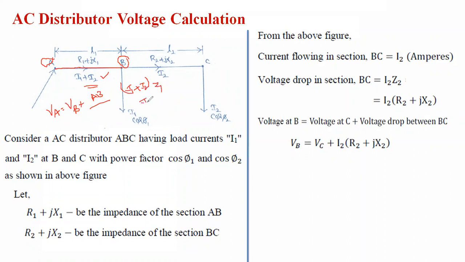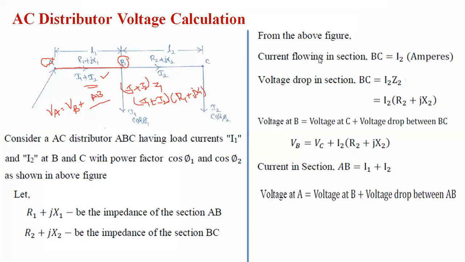The current in section AB is I1 plus I2, and the impedance Z1 is R1 plus jX1. The voltage at point A equals the voltage at B plus the drop in section AB. That is VA equals VB plus (I1 plus I2) into impedance Z1, that is (I1 plus I2) into (R1 plus jX1). Like that we can find it for AC.